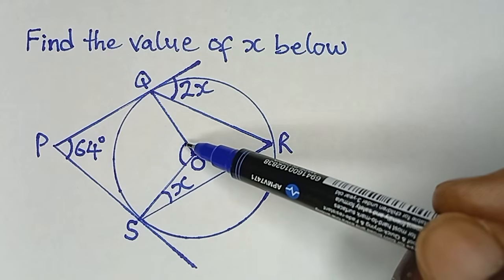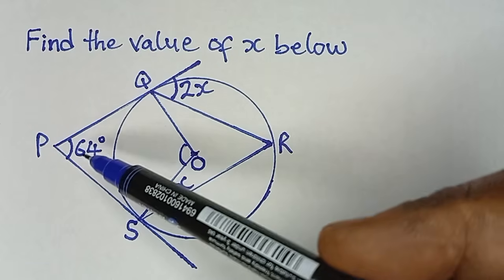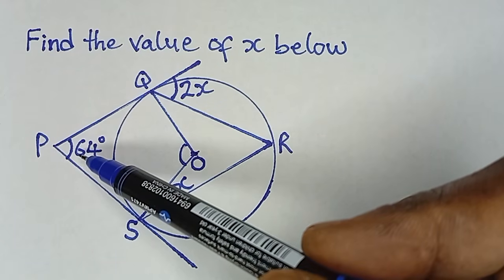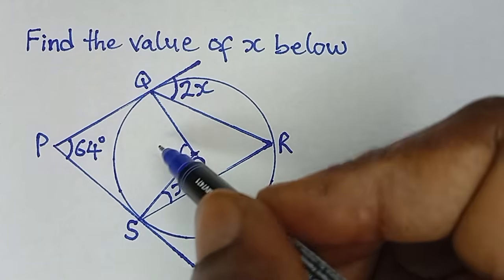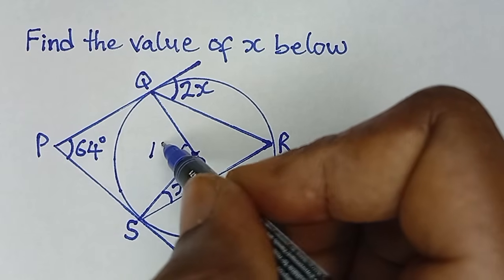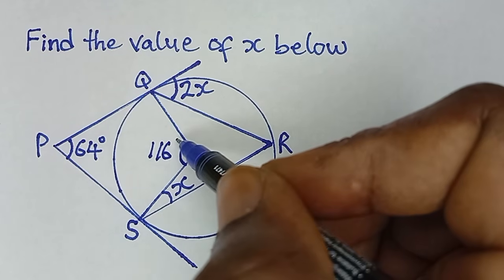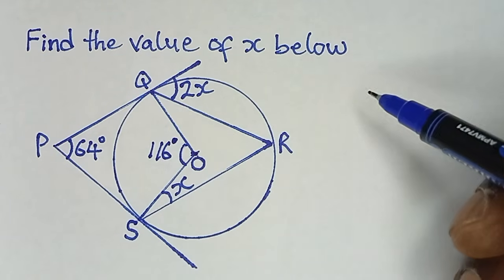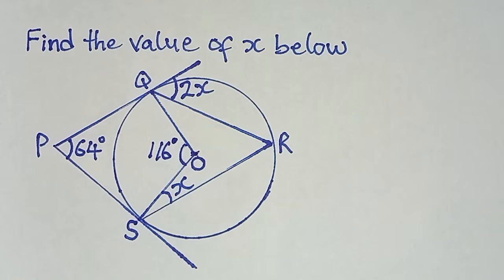So to get this angle at the center, we simply say 180 minus 64. And that will give us this angle as 116. That's 116 degrees. So now, what we need to do next is to look at these two angles.